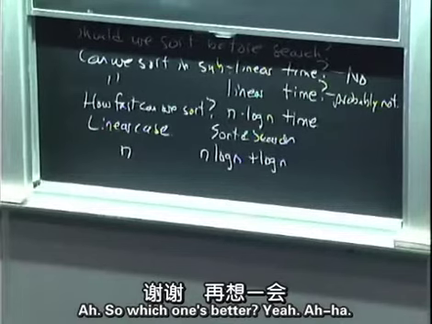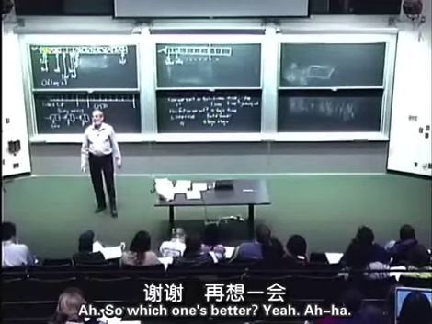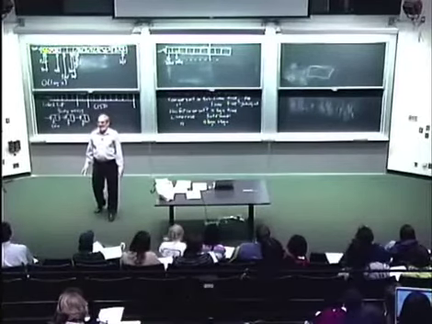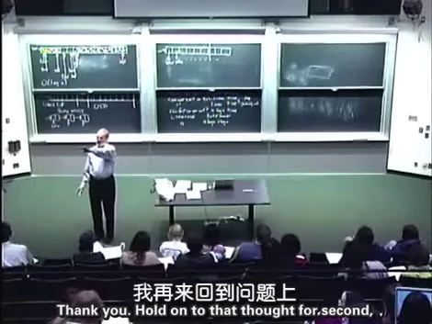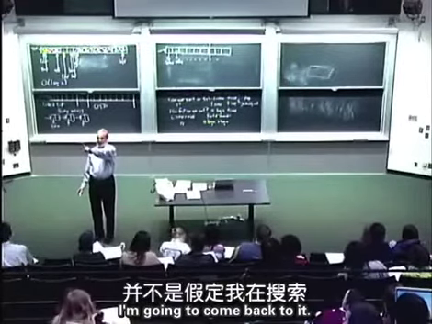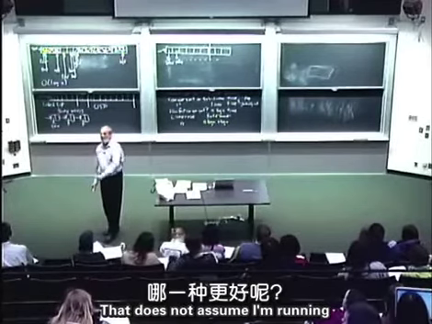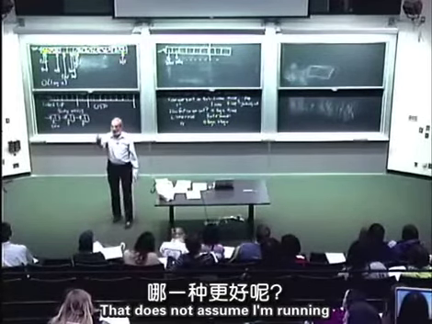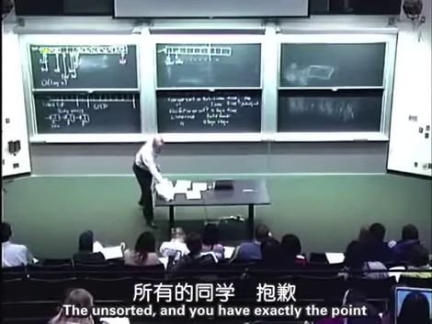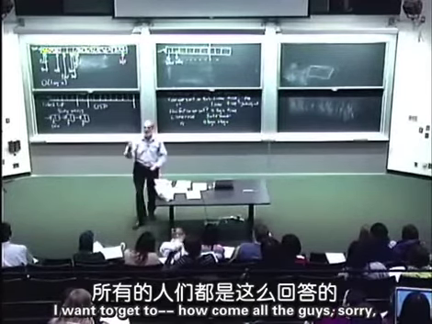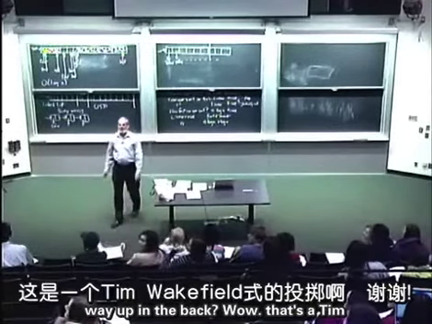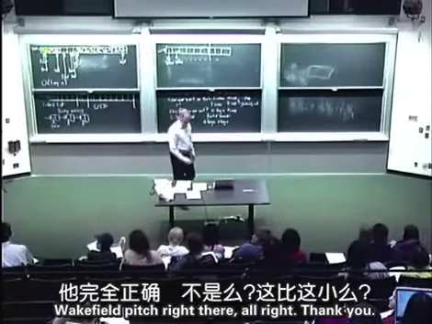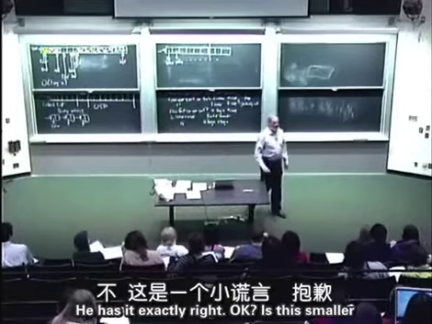So which one's better? Yeah? Depends on what your program is doing. Because like if you need to access the sorted list more than once. Thank you. Hold on to that thought for a second. I'm going to come back to it. Let's not assume I'm going to search it once. Which one's better? The unsorted. And you have exactly the point I want to get to.